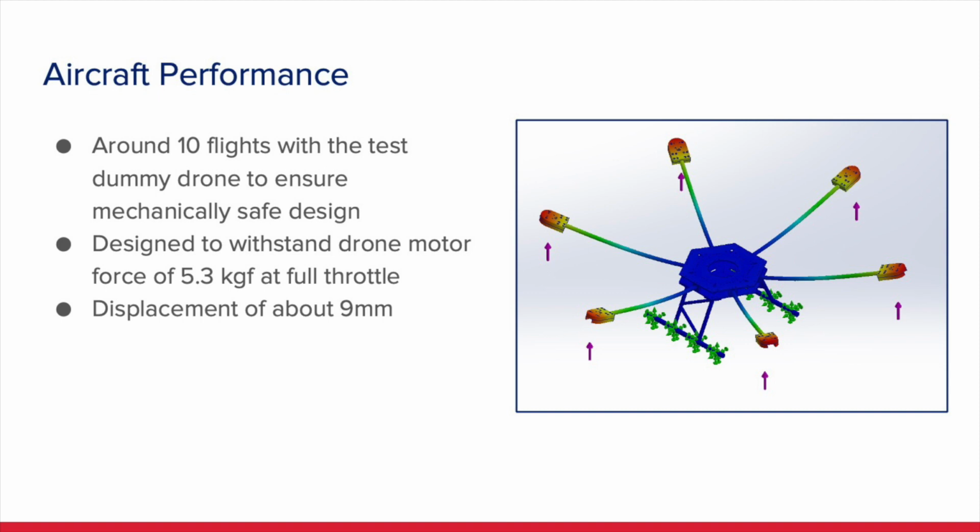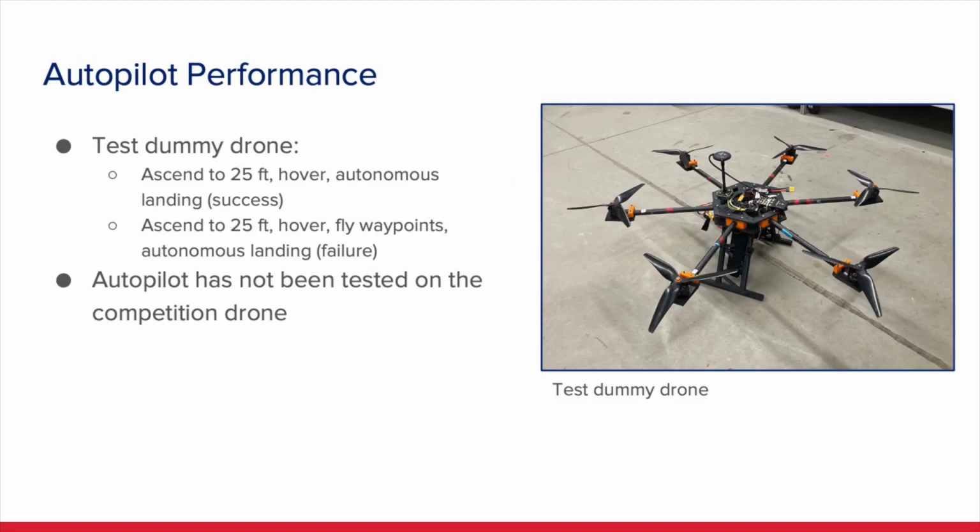If we basically strapped the drone's legs to a table and went full throttle with the motor, the rated force for those motors is 5.3 kilograms of force at full throttle, and the displacement of that would be around 9 millimeters. We conducted 2 tests using our test dummy drone, pictured here on the right.